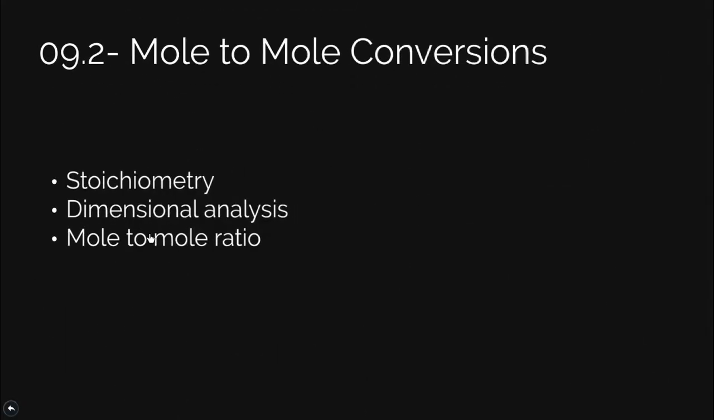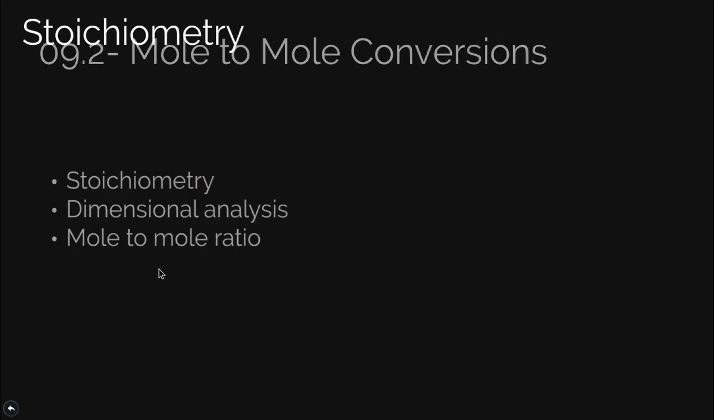All right, so in this section 9.2, we're dealing with the mole-to-mole conversion. And so for this video, we'll be going through the terms of stoichiometry, dimensional analysis. This is setting up the tables to make conversions that we've used before. We're bringing it back for this section, and then we'll also be using mole-to-mole ratios.